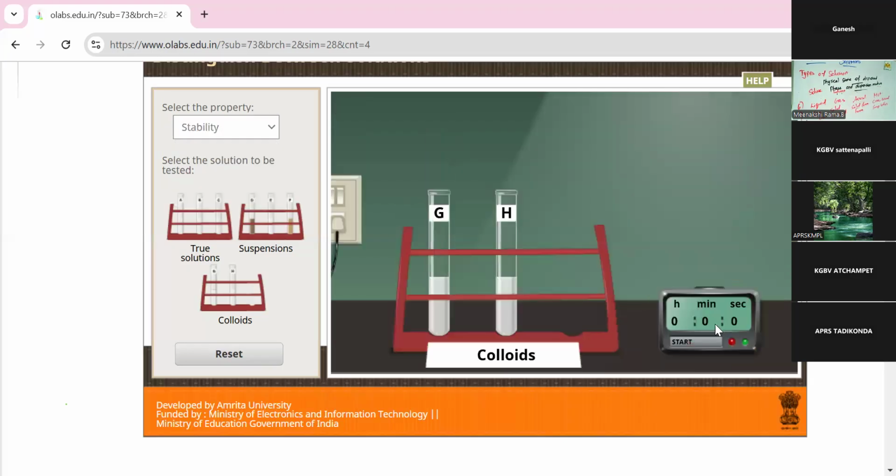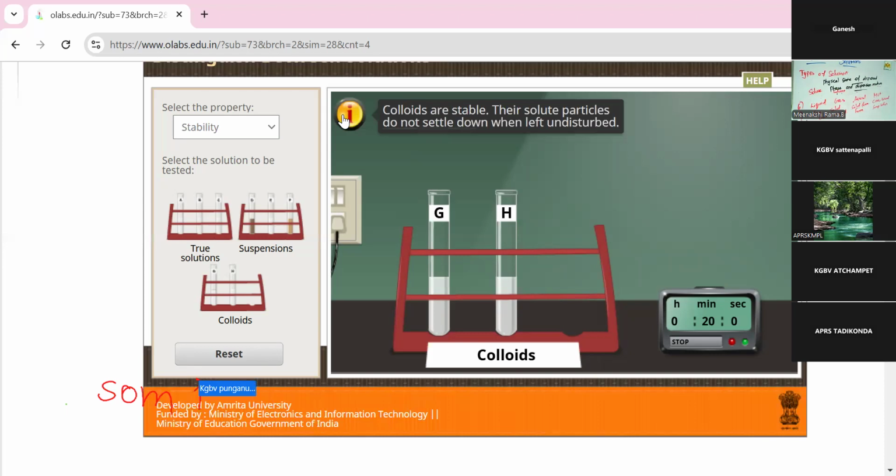Next one is stability. See here, there is no change in this area. The particles are not settled down. So this is the colloid. Colloids are stable. The solute particles do not settle down. So this is the colloid solution.